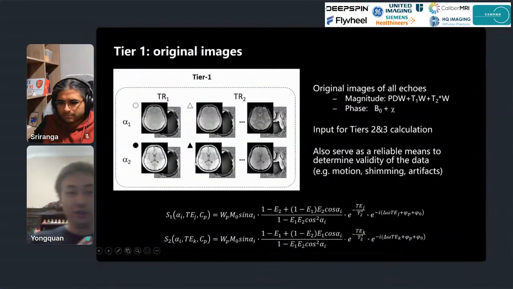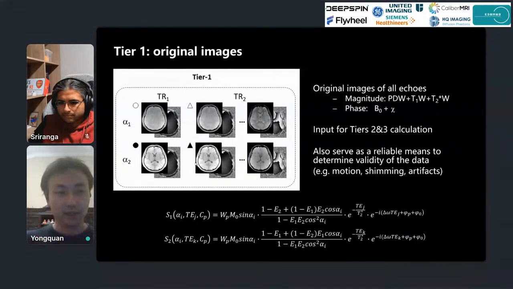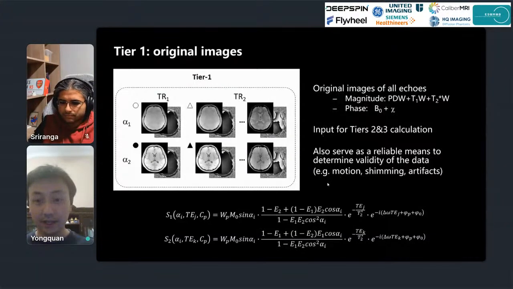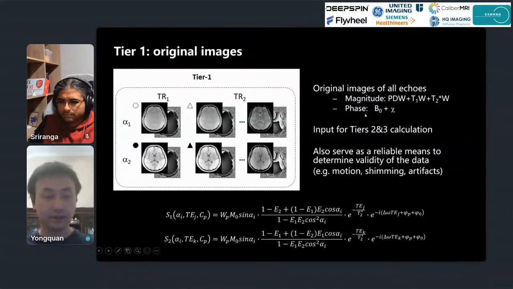So the tier 1 images are the original images, which include the magnitude images and the phase images of all the echoes. They serve as the input for the tier 2 and tier 3 imaging calculation. And they also serve as a reliable means to determine the validity of the data. If we see any artifacts in the final results, we can come back and try to trace the source of those errors. This is actually very useful.